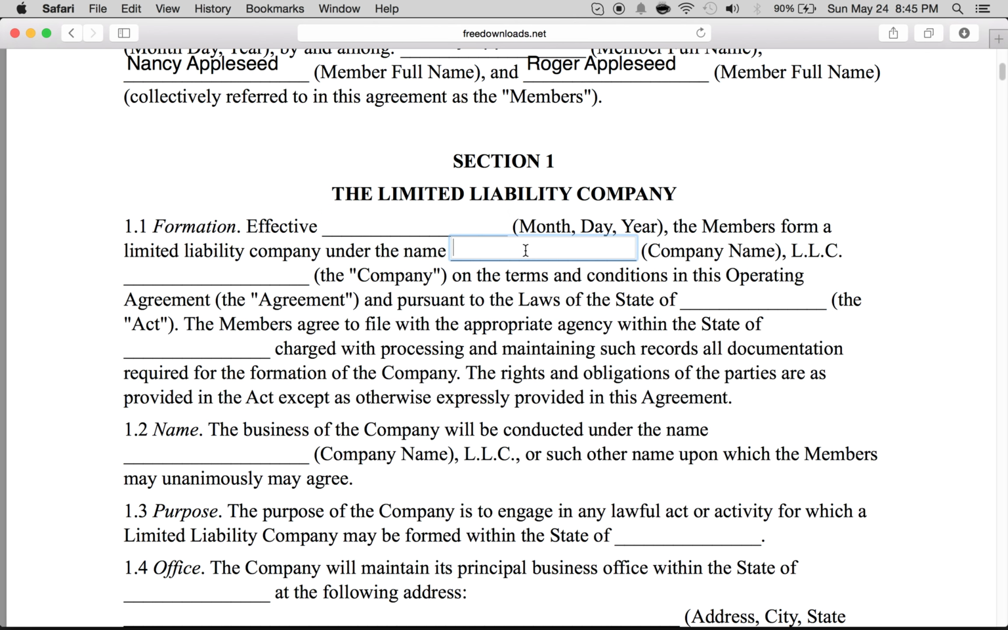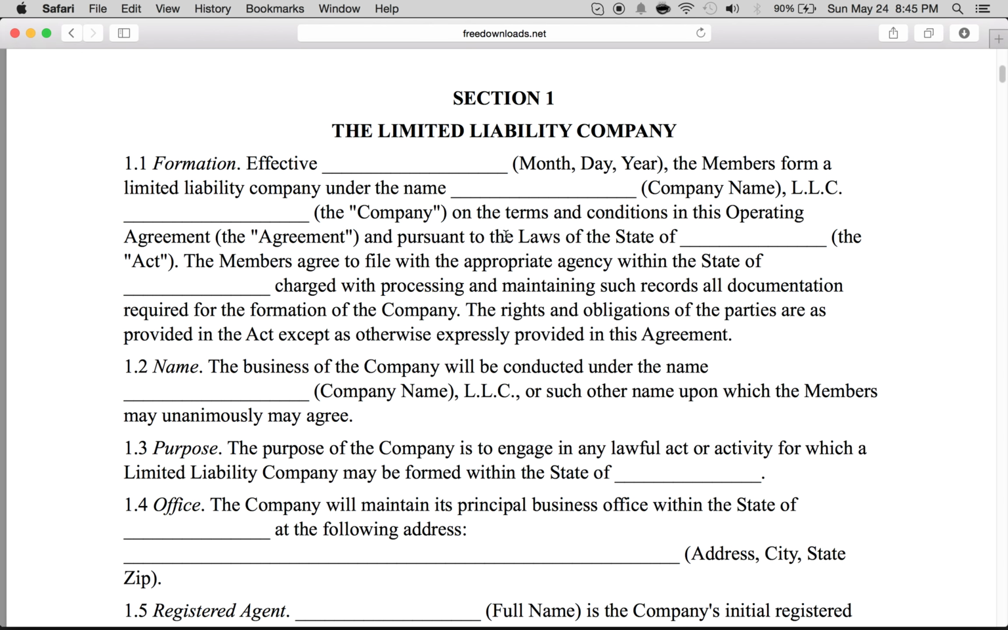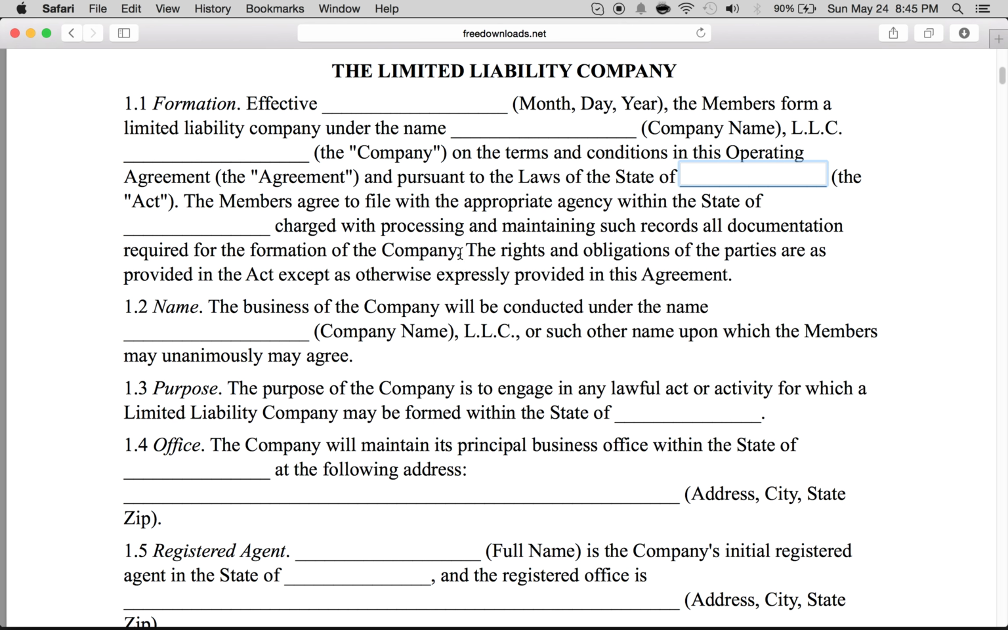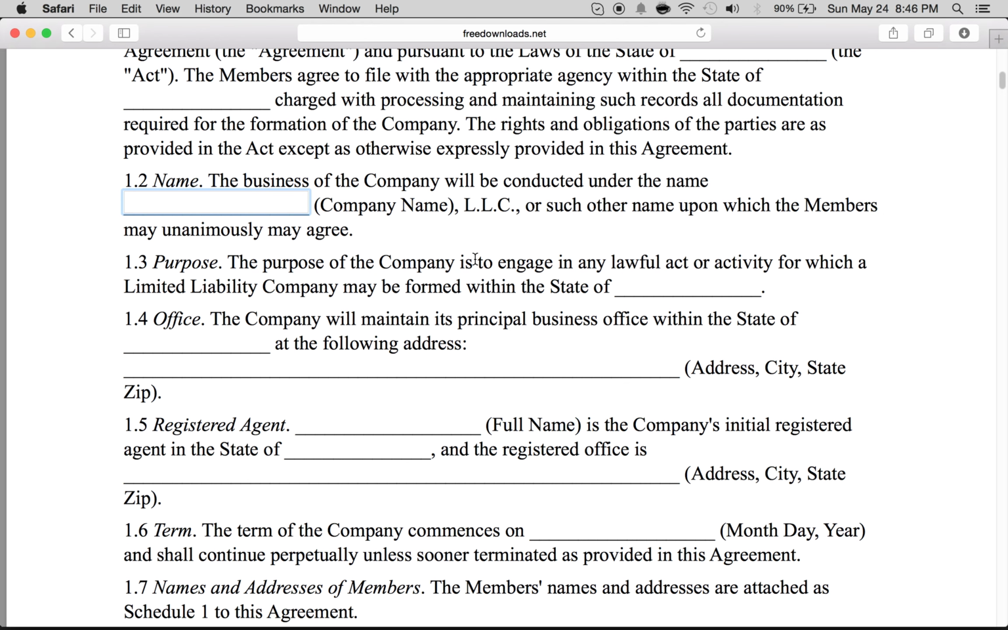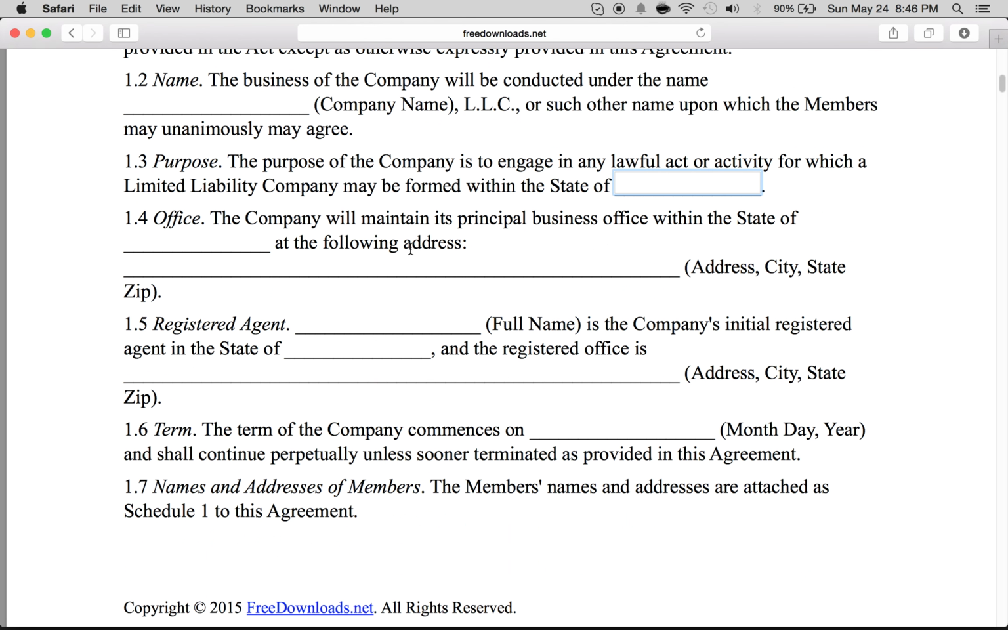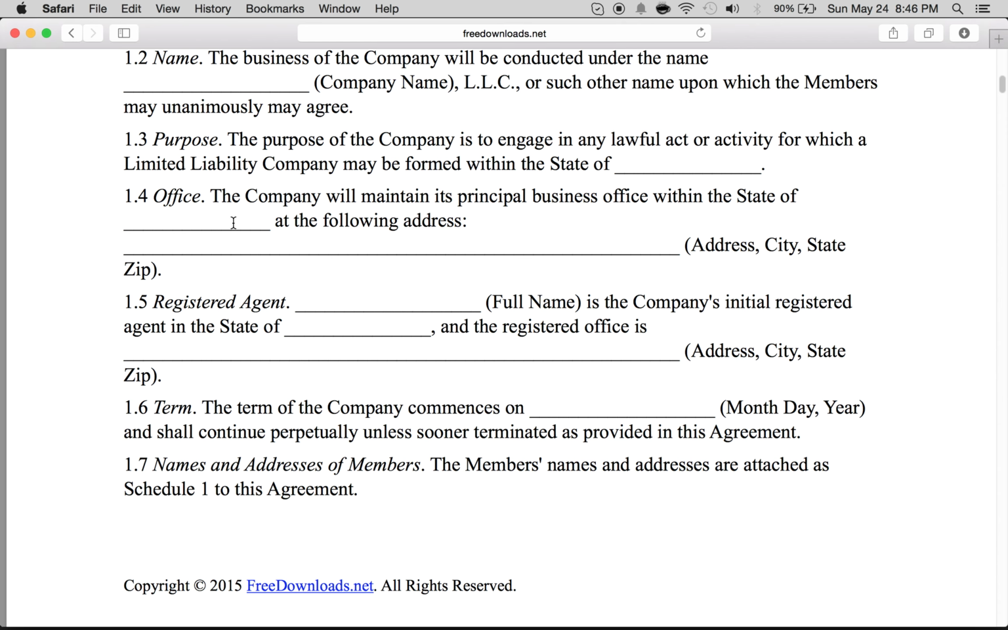So here again, you'd enter the date, the company name is above, and pursuant to the laws of the state of, again, write the state where you're operating. The members agree to file with the appropriate agency within the state of, enter the state again. Again, it's getting kind of repetitive, and then now we can finally enter something a little bit interesting. The company will maintain its principal office within the state of, again, enter the state, but you're going to need to enter the principal office address of where the business is located.